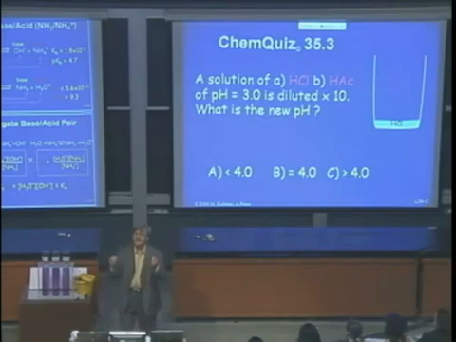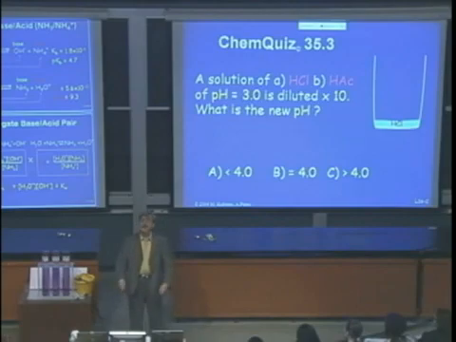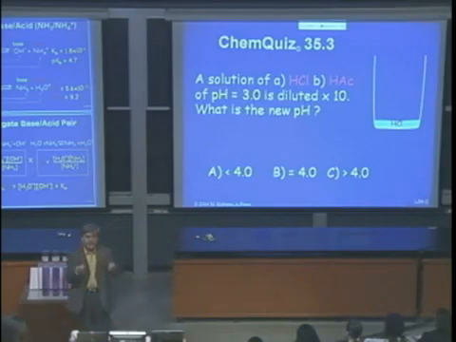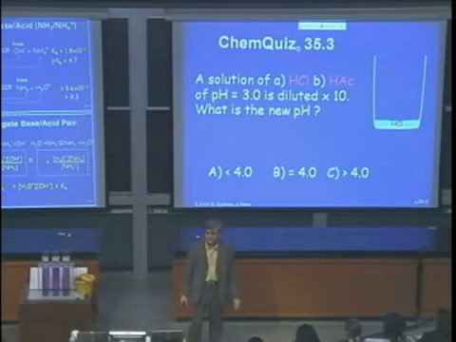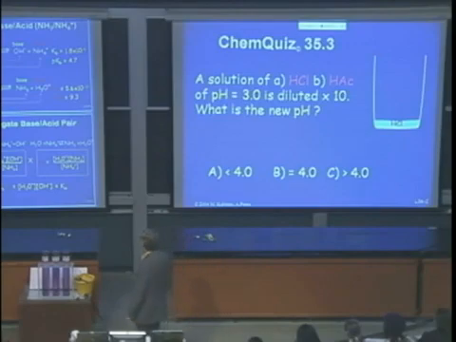We have a 10 to minus 3 molar solution. We dilute it by 10. We now have a concentration of 10 to minus 4 moles per liter of H3O plus. We want to know the pH of that solution, and this is a strong acid solution. We take the logarithm, multiply by minus 1, and get 4. That pH is 4. Now, that was the first question I asked you the last time.